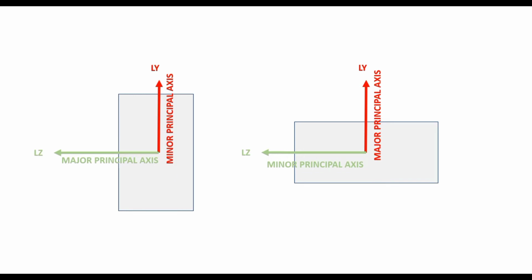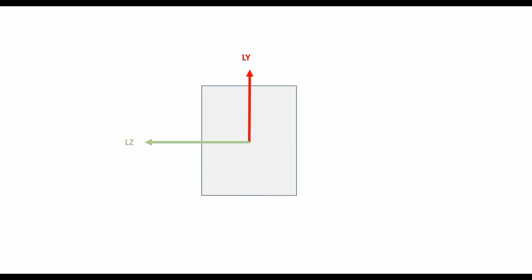However, from the design perspective, if you want to do a design of concrete section in addition to the analysis, then ZD has to be specified as the width and YD has to be specified as the depth of the section to get a correct distribution of the reinforcement in the section. From this perspective, Lz has to be the major principal axis and Ly has to be the minor principal axis.